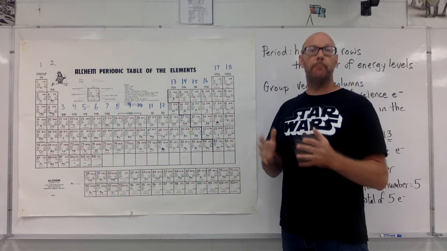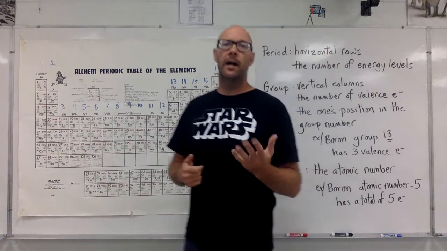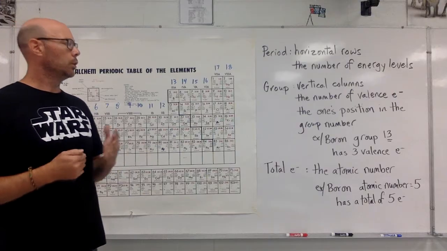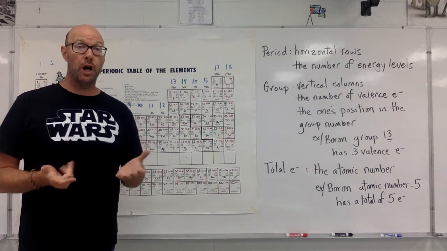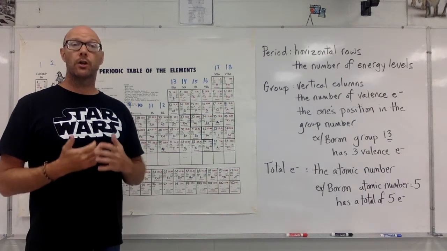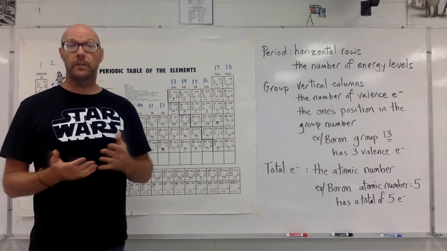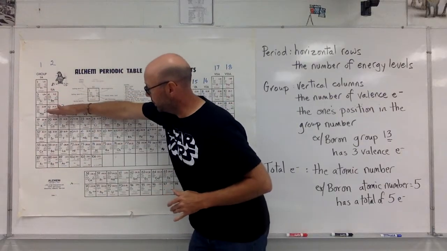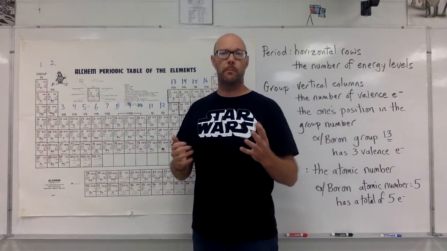The things that we're going to build off of from our experience in Science 10 that we're going to use in this unit are these three ideas: period, group, and total electrons. So the periodic table has periods, no kidding. The periods are the horizontal rows. That means there's 7 periods on the periodic table. If we take a look, 1, 2, 3, 4, 5, 6, 7. These horizontal rows are the periods.